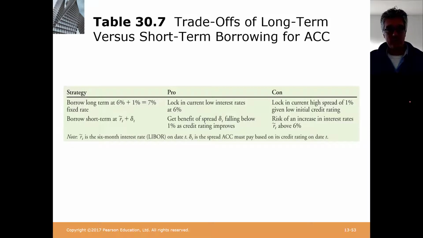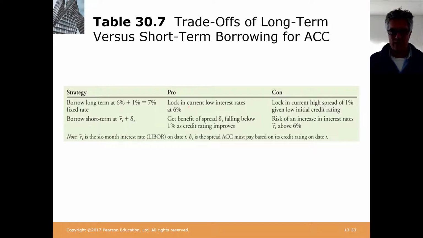What would that mean for them? If they're borrowing long term, they're paying 7%, no questions asked, all fine and dandy. And if they're borrowing short term, then their interest rate floats. So the interest rate itself, the LIBOR, can change, but also their credit quality, here denoted by delta, can also change. What's nice about borrowing for the long term? Well, if interest rates are currently very low, then you can lock them in, but if your spread is currently very high, then you're also locking that in.